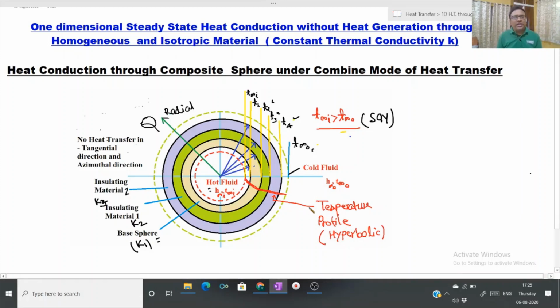In this sphere, heat can transfer in three directions: radial, tangential, and azimuthal. But we are assuming heat transfer only in radial direction because I am considering one-dimensional steady-state heat transfer. And when heat is being transferred from inner hot fluid to outer cold fluid, temperatures at the various phases will be changing and the locus of all those temperatures is called the temperature profile, which happens to be hyperbolic in case of sphere.